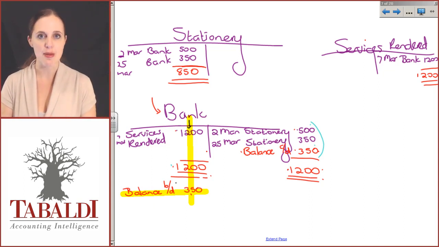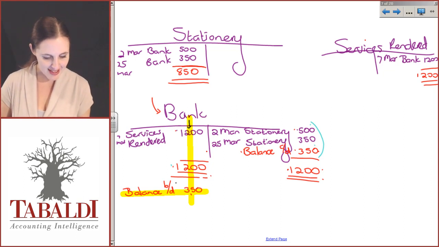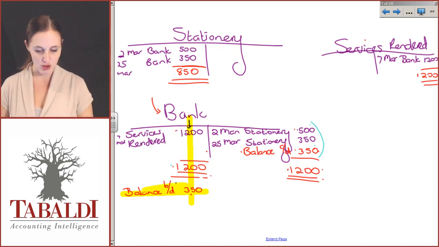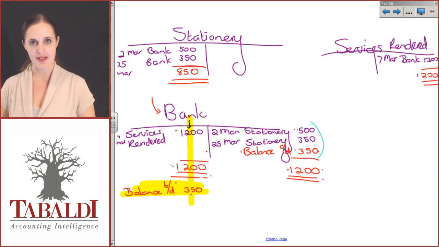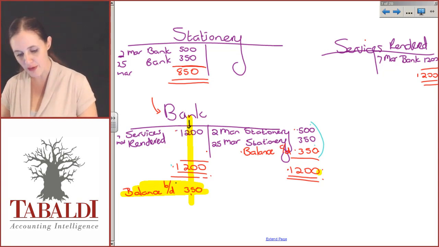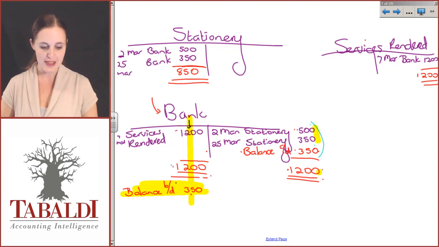If we have money in the bank, for us, it is always going to be a debit, which is why this lands up being a debit on this side over here. The reason it is a debit is because the amount that you got in, the 1,200, is 350 Rand higher than the amount that you spent.